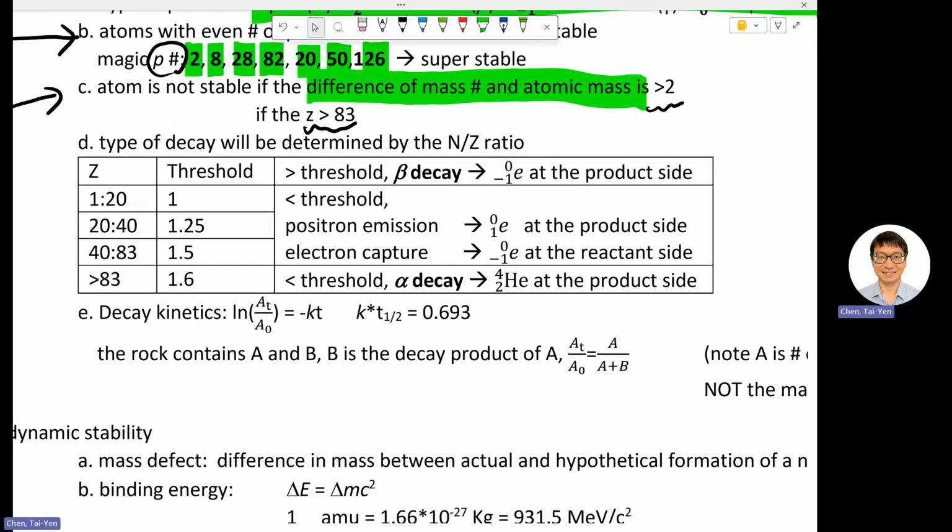The basic idea is you want to use the N to Z ratio. When I say N to Z ratio, that means the neutron number over your proton number. So, number of neutrons over number of protons. Use that as your parameter to judge what kind of decay you're going to have.